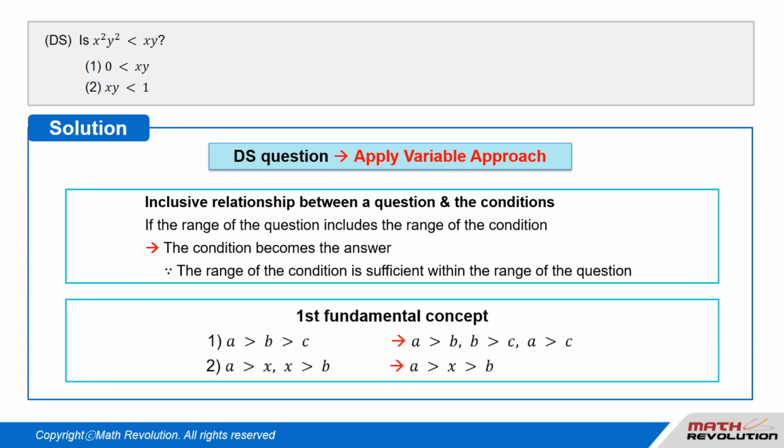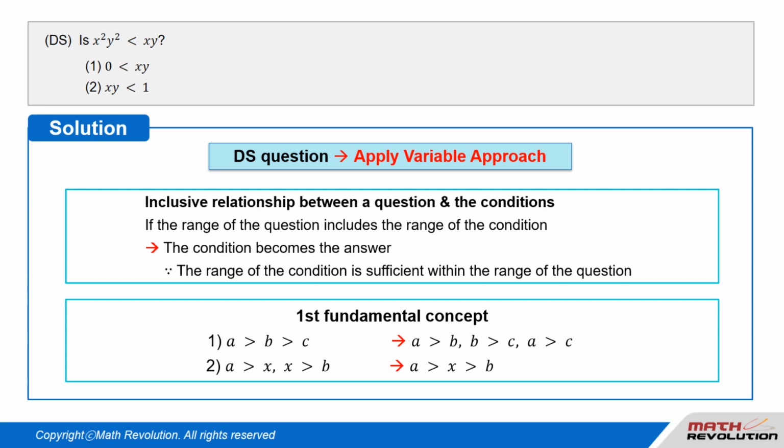The first fundamental concept in inequality. If A is greater than B, which is greater than C, then A is greater than B, B is greater than C, and A is greater than C. Also, if A is greater than X and X is greater than B, then A is greater than X, which is greater than B.